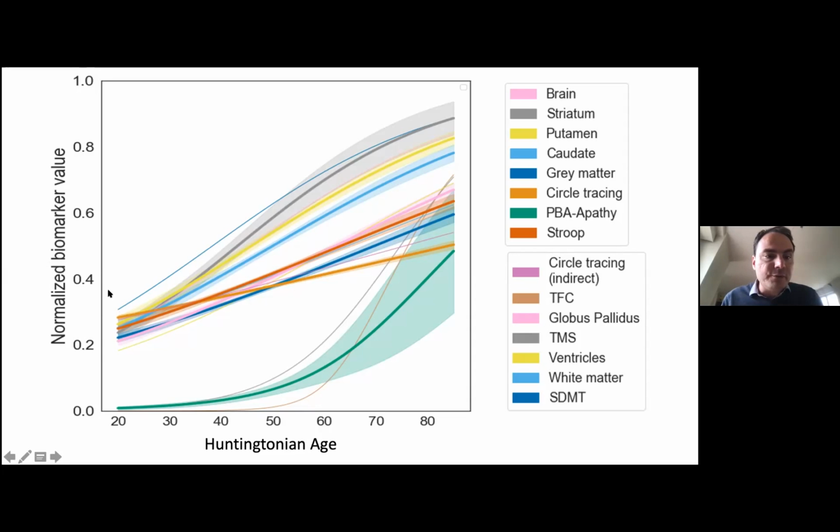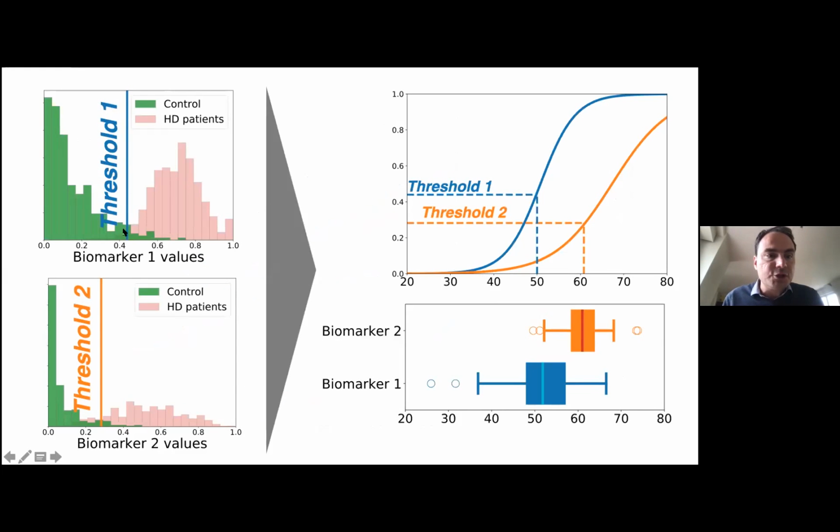But still, this raises the question of, okay, 0.4 here for the hippocampus does not necessarily mean the same thing for cognitive assessment. So on top of that, we estimate some threshold that best separates the distribution of controls from the distribution of patients. And we report this threshold here, a kind of pathological threshold, if you wish. And we determine the typical age at which the typical patient crosses this threshold. And this gives rise to this box plot, which shows that here, biomarker 1 becomes atypical earlier than biomarker 2.